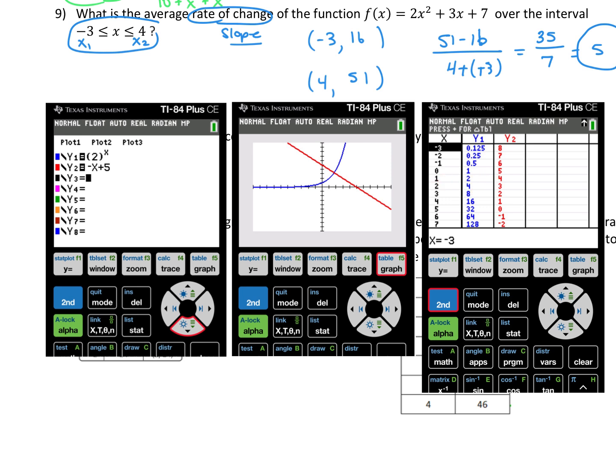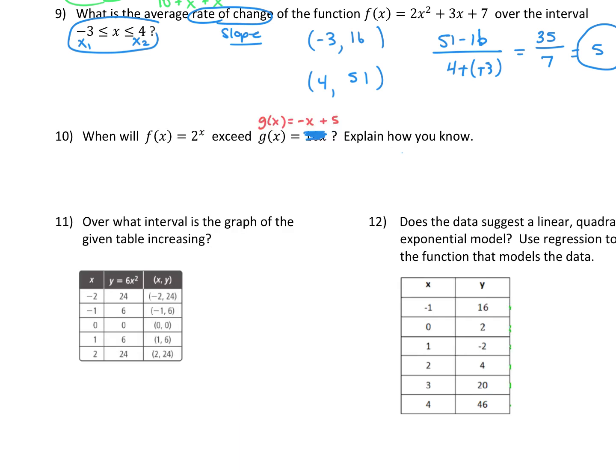So what that tells me is that this table right here doesn't give me the exact value where it does start to exceed it, but I can tell that it happens between here. When x was a 1, it was less than the other function. When x was a 2, it was greater than the other function. So it happened between a 1 and a 2 for our x values.